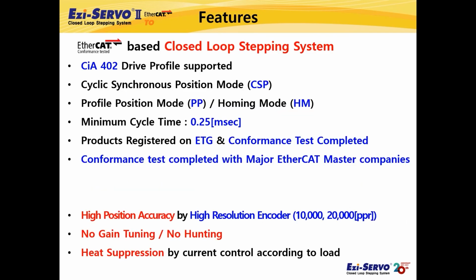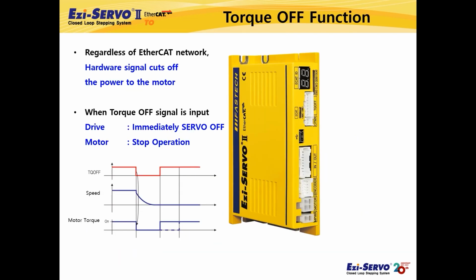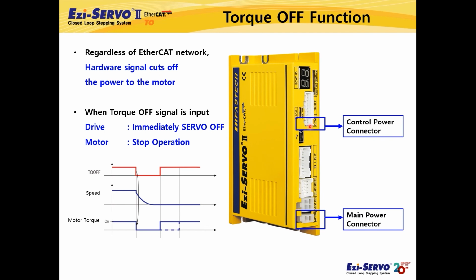The basic features are the same as the features of Ezi-SERVO II EtherCAT, except for one thing. Ezi-SERVO II EtherCAT TO has the torque-off function, for user's safety. I will explain the torque-off function in detail from now on. Torque-off is a function that cuts off the power supplied to the motor with a hardware signal, regardless of EtherCAT network. To do so, in Ezi-SERVO II EtherCAT TO, the main power of the drive and the control power are separated. As you can see, if the torque-off signal is input through the torque-off connector, the drive immediately becomes servo-off state, and the motor stops.